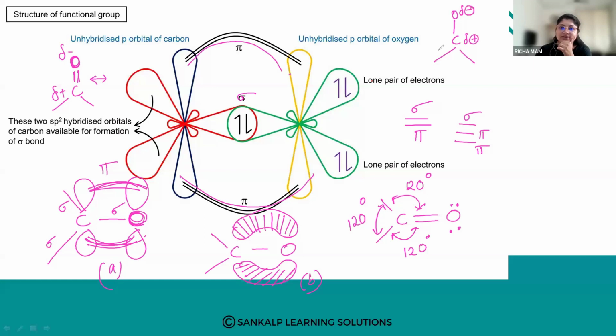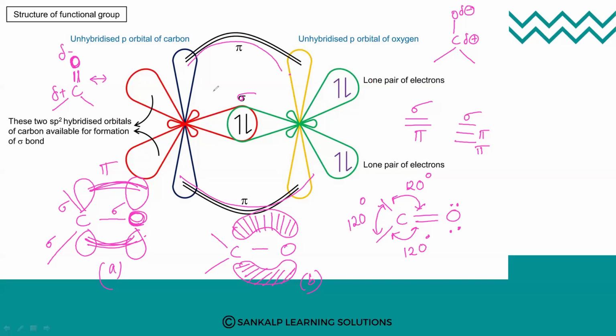So this is about your carbonyl compound. This is a carbonyl group. So how does the carbonyl group form bonds? This is explained by the structure of the functional group.